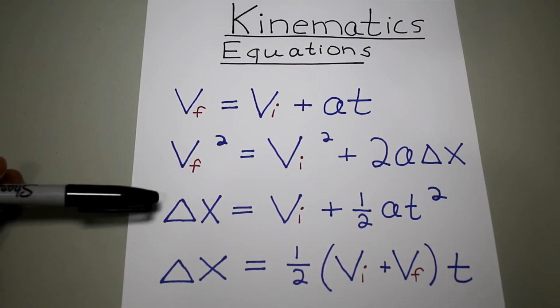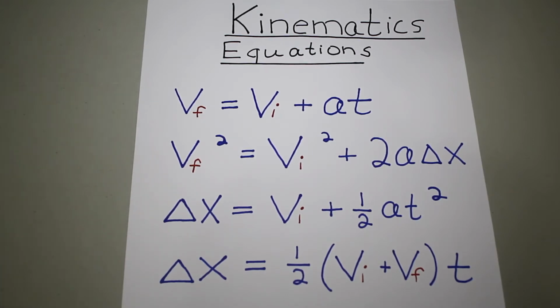I just want you to know that the first 3 equations are actually on the AP exam formula sheet. The 4th one is not, but I recommend that you memorize all 4 of these. That way you can work through kinematics problems quickly and identify relationships easier.